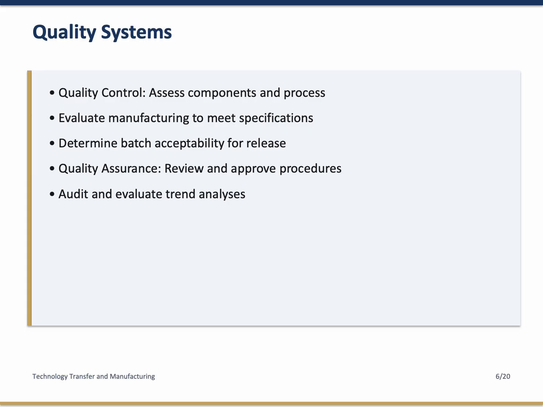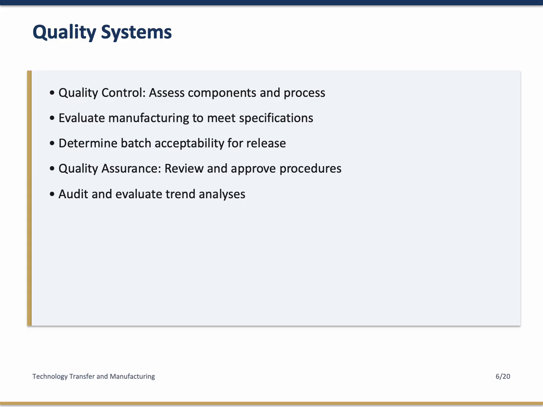CGMP requires robust quality systems encompassing both quality control and quality assurance functions. Quality control responsibilities include assessing suitability of incoming components, in-process materials, and finished goods. QC evaluates performance of manufacturing processes to ensure specifications and limits are met. It also determines acceptability of each batch of product for release.